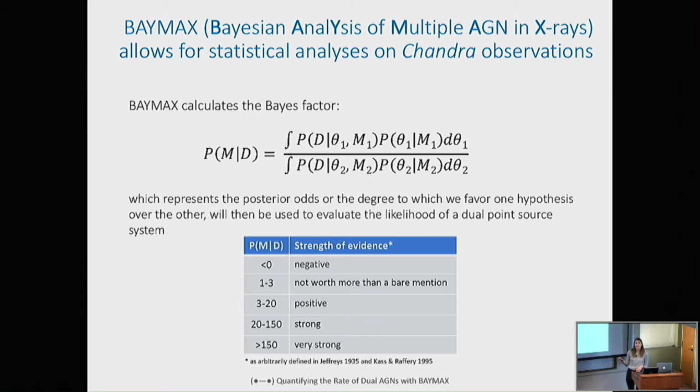So for all of our analyses using Baymax, we do tests in false positive space to better understand what a strong Bayes factor is for a given observation, and it will depend on things such as the total number of counts you have, etc.